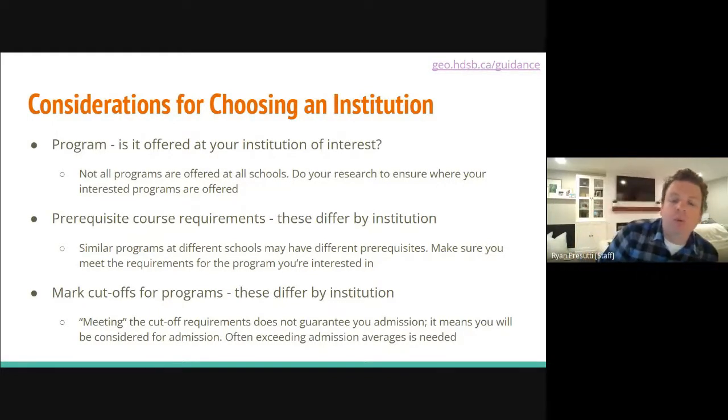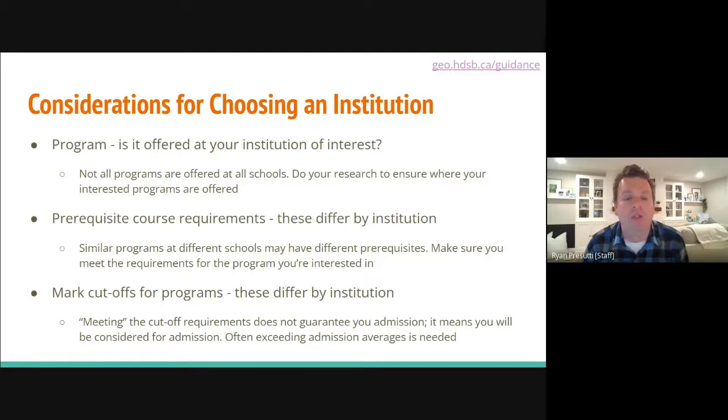Each school, of course, would have their own prerequisites. So as Ms. Foster said, kinesiology at Queen's may and likely does have different prerequisites than kinesiology at McMaster or U of T, etc. So similar programs may have different prerequisites, and therefore one program your student may be ineligible to apply to if they didn't take one specific course. Of course, they need to also make sure they meet the cutoffs for programs, and those differ by institution.